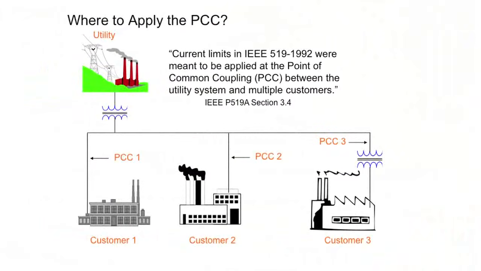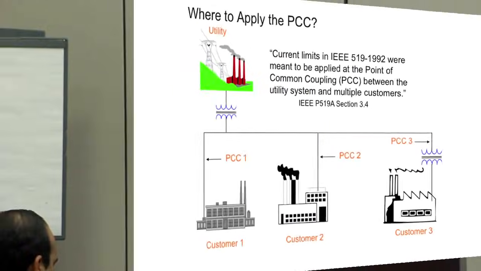So if we look at this, where's that PCC? Well, it's basically where the utility system ends and the customer system picks up. So if we look at this, it would be here, before this transformer going into this facility. Basically what IEEE 519 is trying to do is keep the voltage distortion that this guy is going to see from this facility to a minimum.